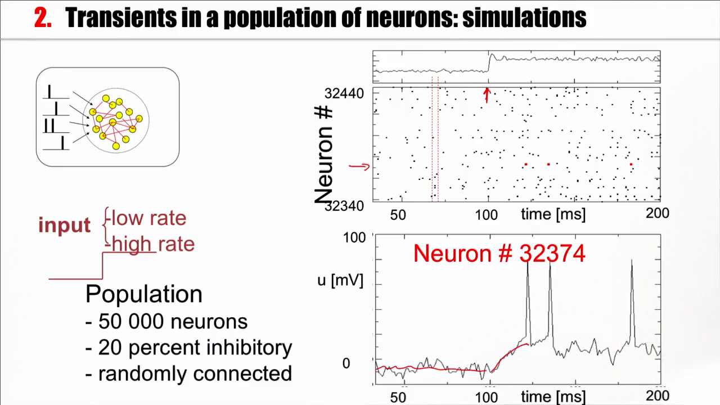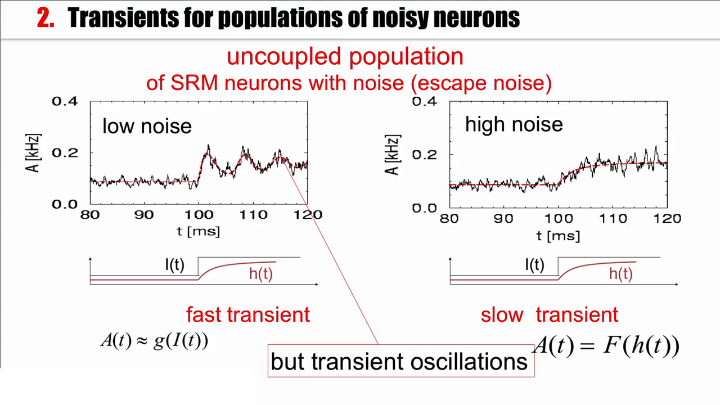Transients can be fast. Here's an additional simulation. The red line gives the exact theory that we can predict that I would like to discuss. The black line is the simulation. And you see that for these generalized integrate-and-fire models, also called spike response model neurons, with escape noise, if I have a low noise value, then the response is super fast. So it's a little bit like this response to the input current, except that we have these additional transient oscillations. This is for low noise.